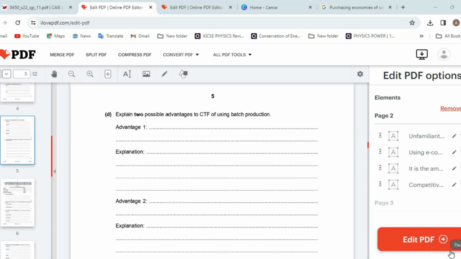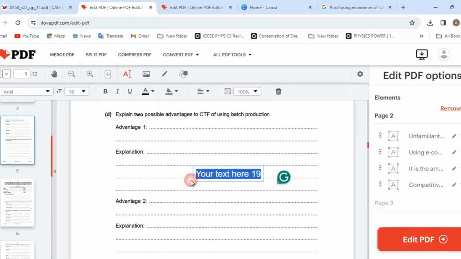Of course, the first one that should come to your mind is flexibility. When CTF is producing goods in a specified or large amount, there will be flexibility of changing any type of bed demanded by customers. Let's say the first advantage here is flexibility. Now let's put the explanation below here.